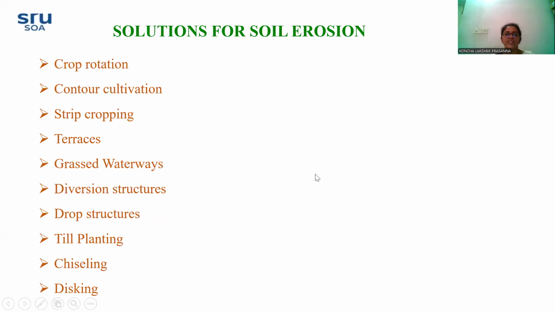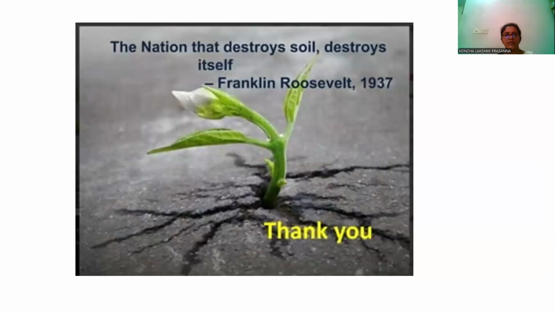Next are the solutions for soil erosion. There are different solutions for soil erosion. We can go for crop rotation and contour cultivation, which is mostly used in sloping areas. Next is strip cropping, then terracing, then grassed waterways, then diversion structures, drop structures, till planting, chiseling, and crop residue management. So these are all the various remedial measures, or we can say the solutions, to prevent soil erosion. So thank you.